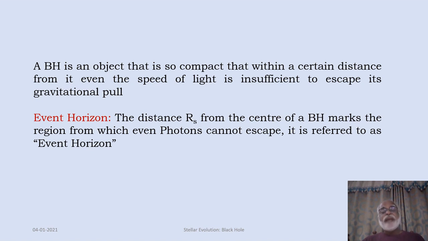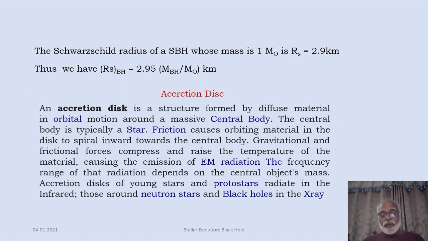horizon. The distance rs from the center of a black hole, when I say center of a black hole, it means the singularity point, marks the region from which even photons cannot escape. It is therefore referred to as the event horizon. You understand this? So that is the black hole. Now, it is a kind of boundary. The event horizon, you can think of it as a kind of boundary beyond which, that means within which, no information regarding the events that occur within that event horizon can ever be known to us.